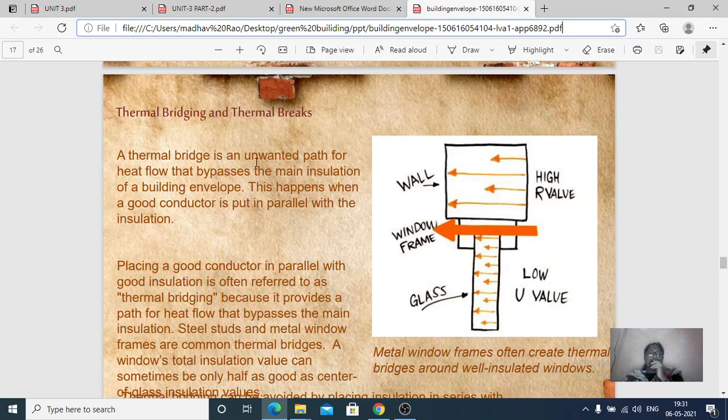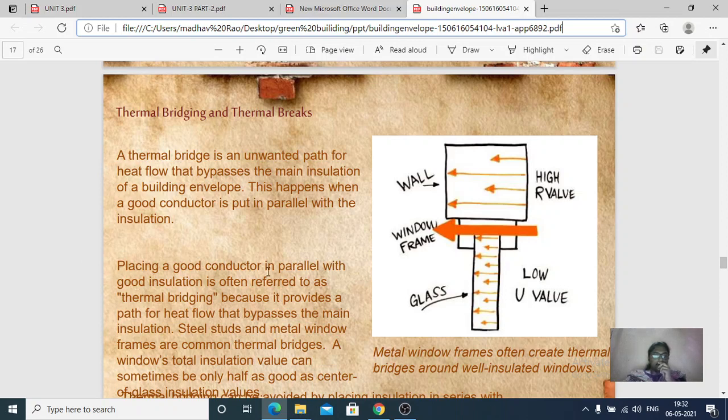A thermal bridge is an unwanted path for heat flow that bypasses the main insulation of a building envelope. The main insulation means whatever the separations and the outer appearance of the facades of the building will be there. At that moment we have to insulate the thermals. At that moment the higher R values and low U values will not allow the hot air inside the building.